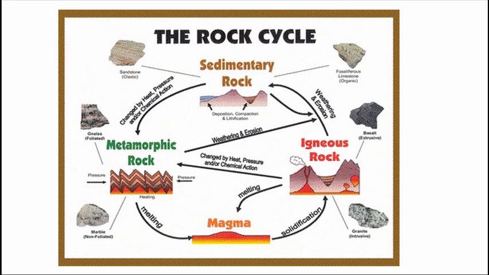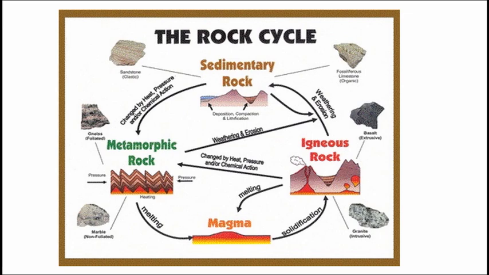Metamorphic rocks, in turn, can melt back into magma or break down to sediments to form sedimentary rocks. So in the rock cycle, just like the water cycle, nothing ever really leaves the rock cycle, it just changes form.